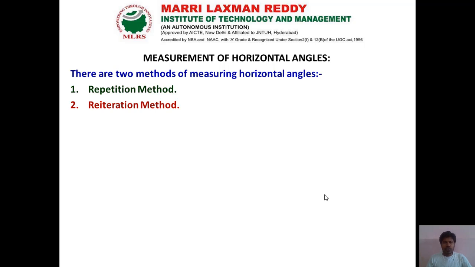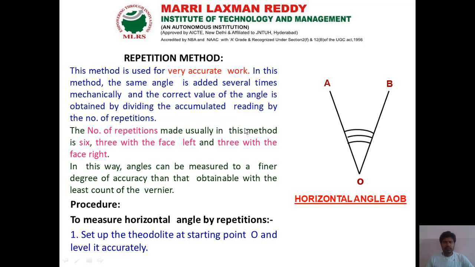Now we are going to discuss these two methodologies in detail, how to calculate the horizontal angle using theodolite by repetition method and reiteration method. First is the repetition method. This method is a very accurate method. In this method the same angle is added several times mechanically, and the correct value of the angle is obtained by dividing the accumulated reading by the number of repetitions.